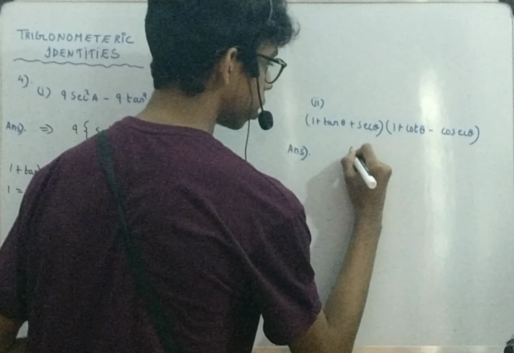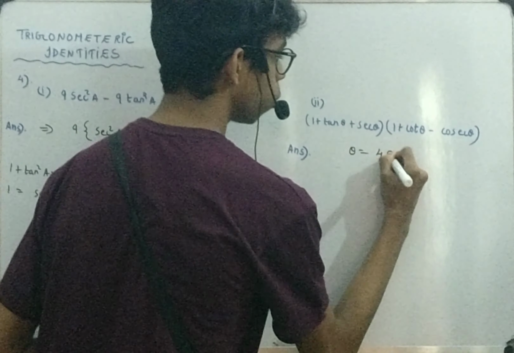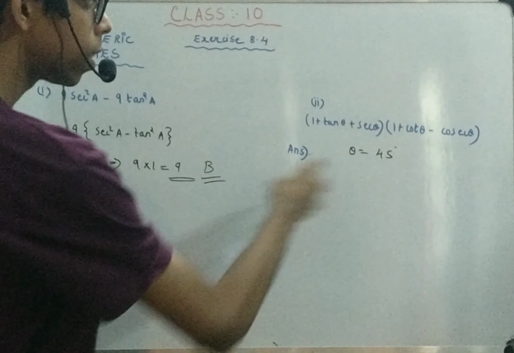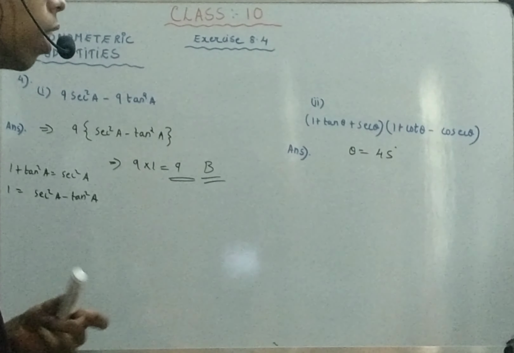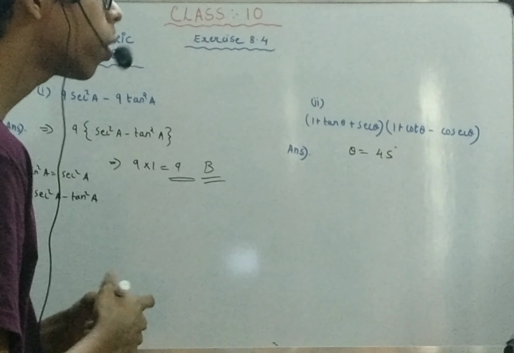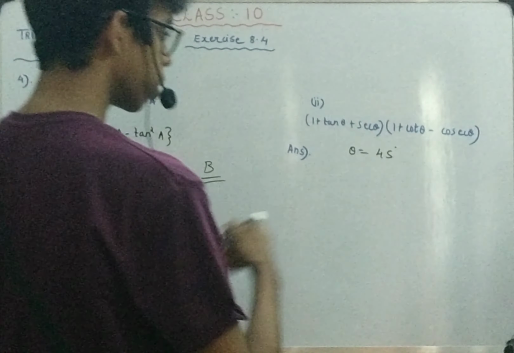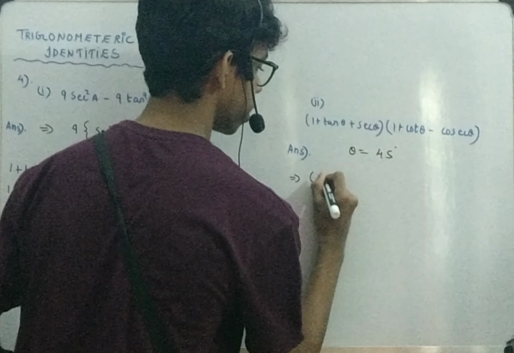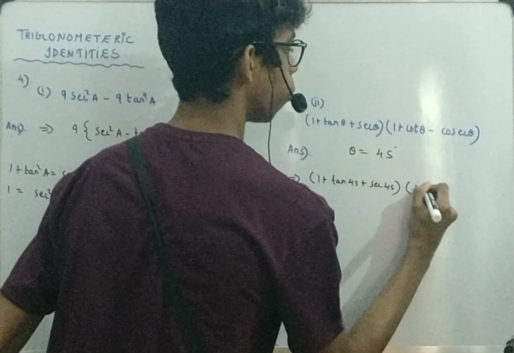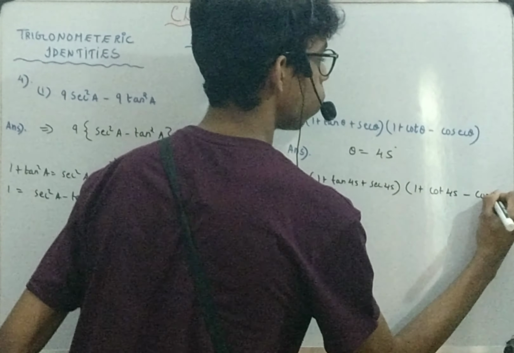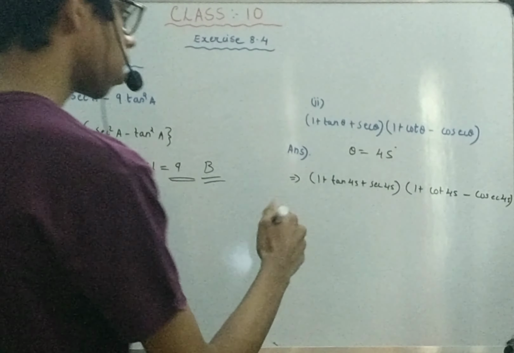Okay, for acute theta, let theta be equal to 45 degrees. If we put theta equal to 45 degrees, we can easily find the value of this quantity. So just substitute it in place of theta. So you will be getting 1 plus tan 45 plus sec 45 into 1 plus cot 45 minus cosec 45. Okay, just substitute the values here.